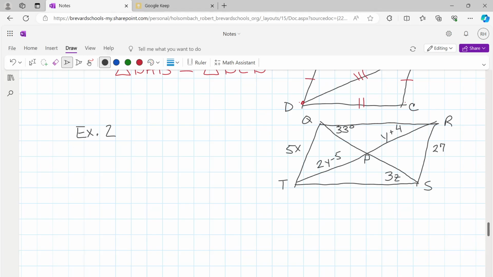Question is, if QRST is a parallelogram, find the value of the indicated variable. We're going to find all the variables, solve for all the variables. So we're going to start with the x's. Left side is congruent to the right side. So 5x is equal to 27. And divide both sides by 5. X is equal to 27 divided by 5, 5.4.